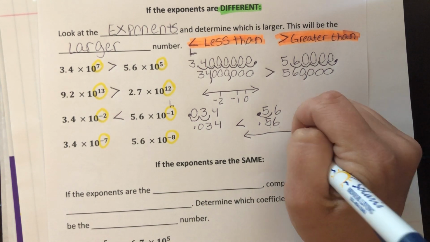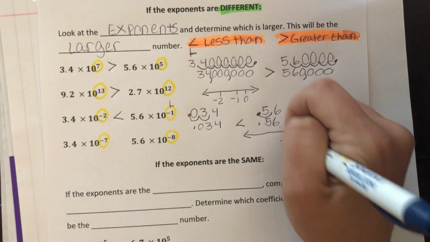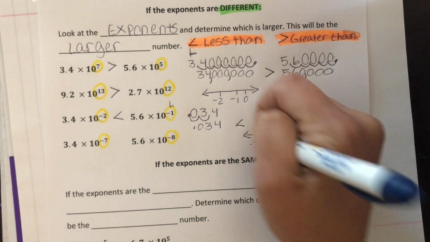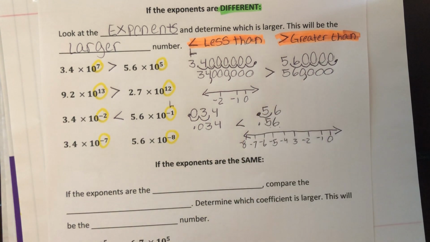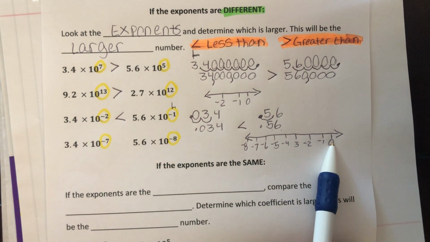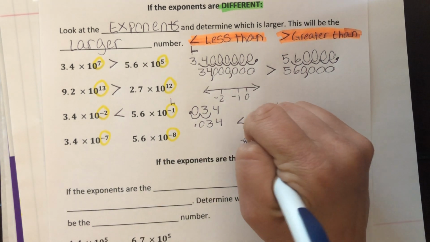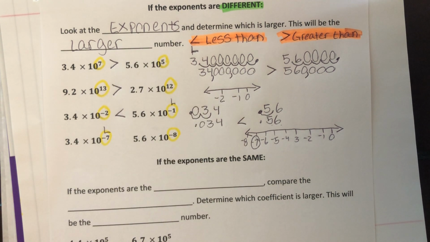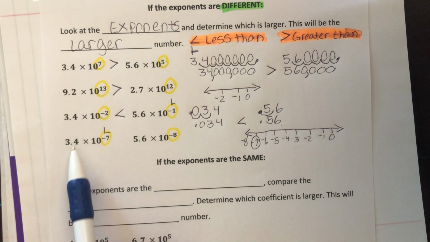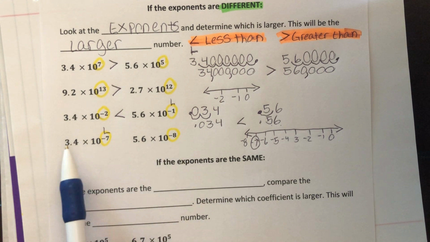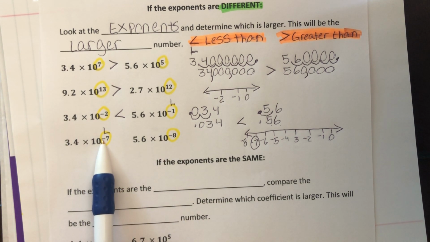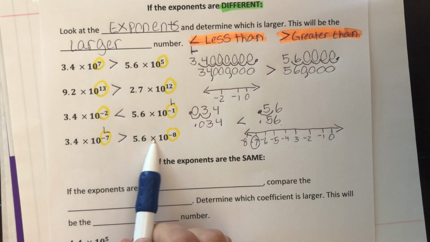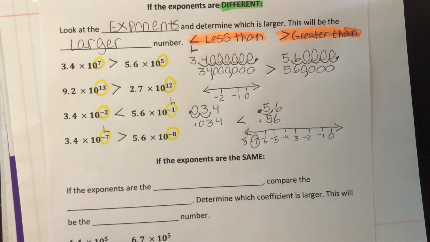-1, -2, -3, -4, -5, -6, -7, -8, all the way down here. And I can see that -7 is closer to 0. So -7 is my larger exponent, which means this is larger than this. 3.4 times 10 with an exponent of -7 is greater than 5.6 times 10 to the power of -8.